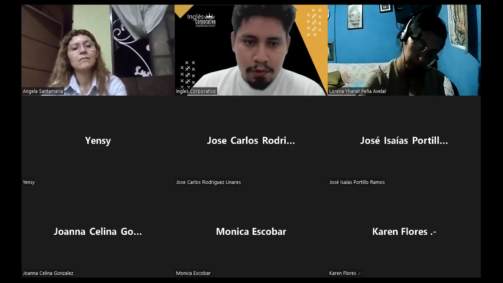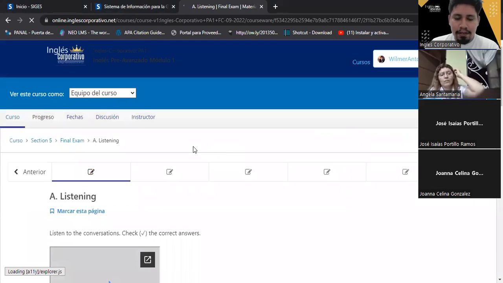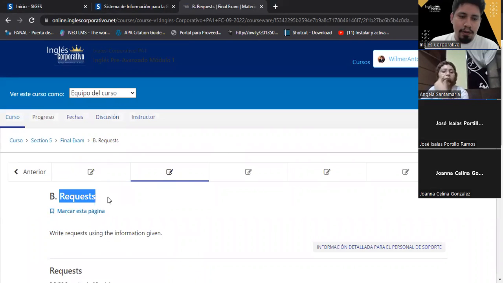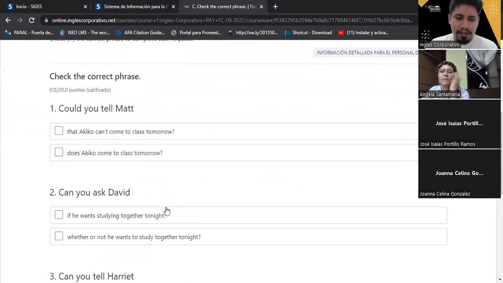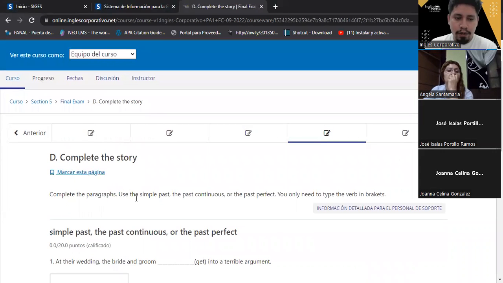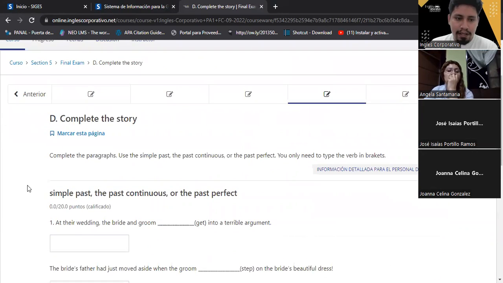What I'm going to do right now is share my screen, because what we are going to be working on is the final exam, the final test. As you see, the final test is composed of 5 different parts. We are going to find a listening part, a request part, and check the correct phrases, which is just multiple questions. And in section D, complete the story. Here we have 2 different examples, and what we're going to be working on in this part is the simple past, the past continuous, and the past perfect.